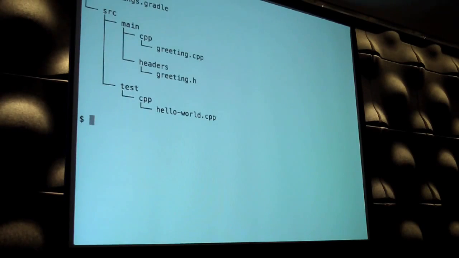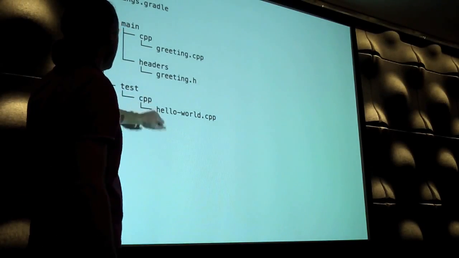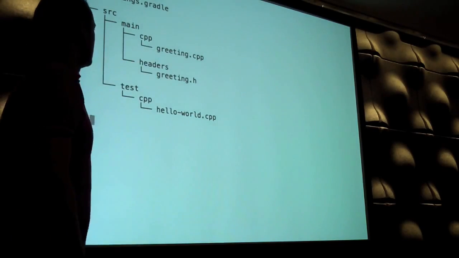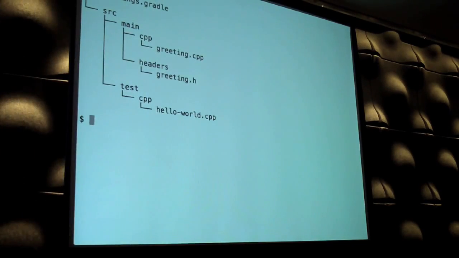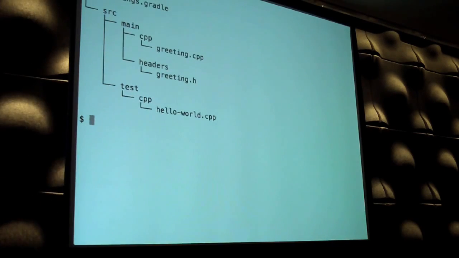Windows. So this is our Hello World application. It's been split into a greeting library and our Hello World front end. So what we want to do is we want to compile this stuff up into a library, compile this stuff, and link it all together into an executable.